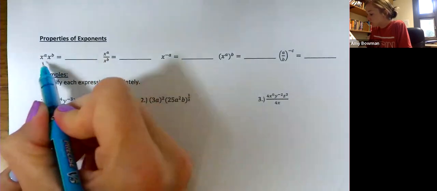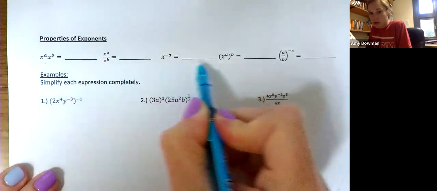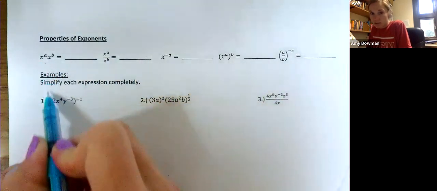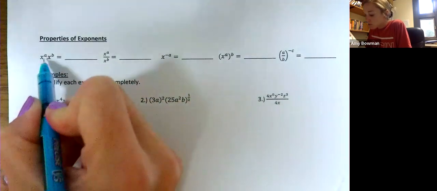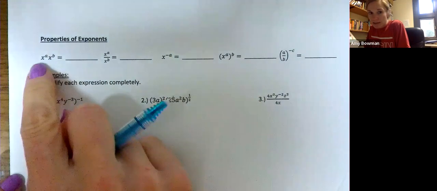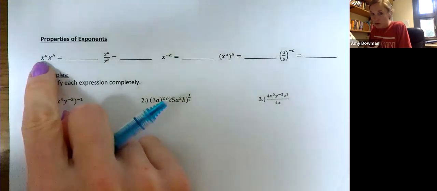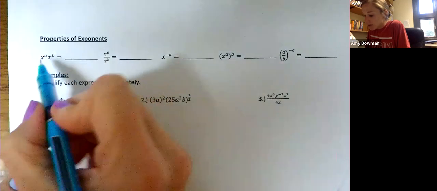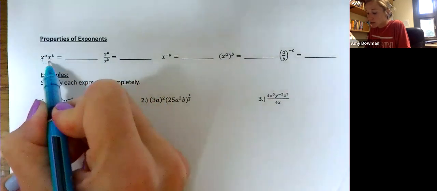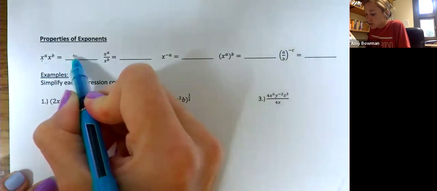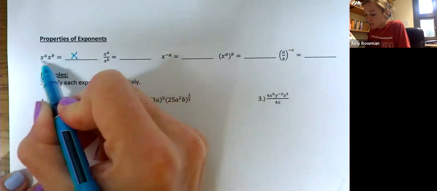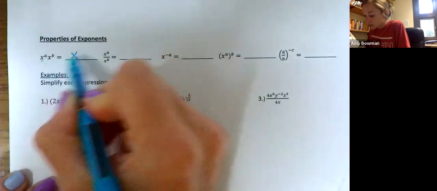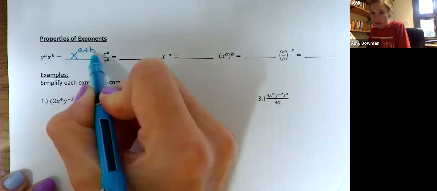Okay, we've got a bunch of properties right here. So we'll go through these and then we'll do some examples together. So first of all, if you're multiplying two like bases, so base is the big number, exponent is the small number after the variable. So x to the a times x to the b, the property there, what do you do with those powers a and b? You can actually simplify that by just adding them together. So x to the a plus b.